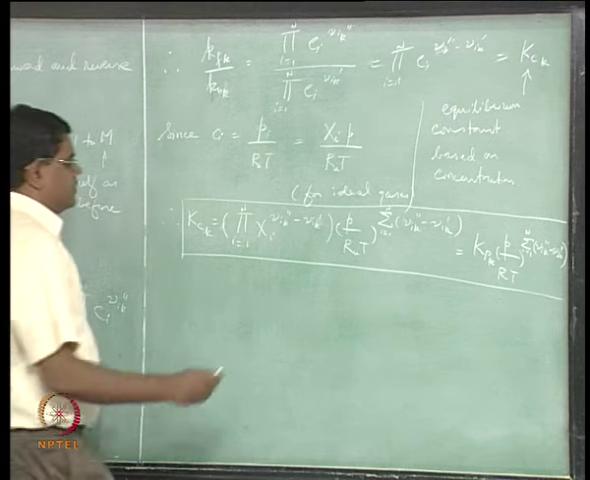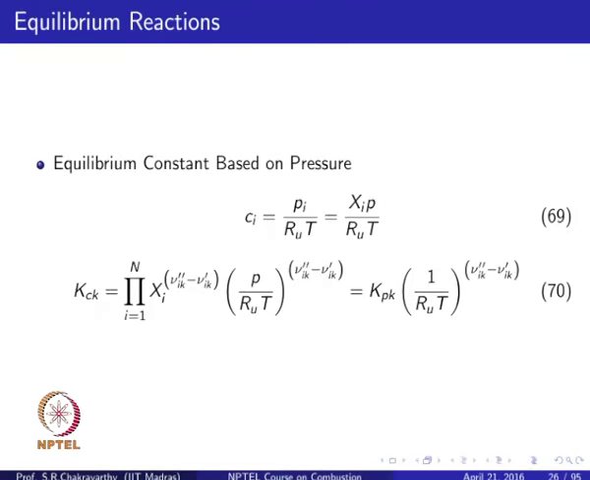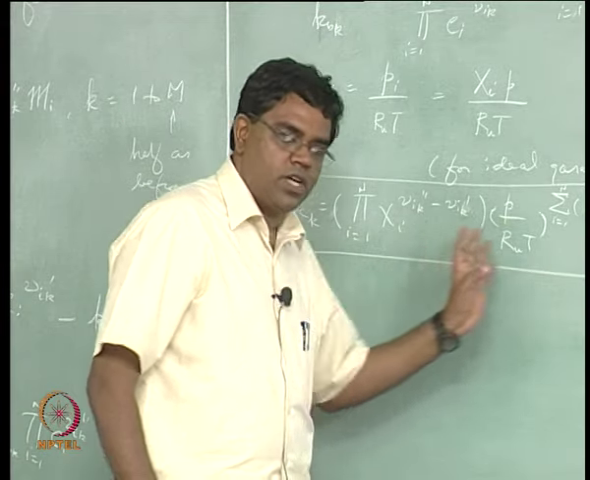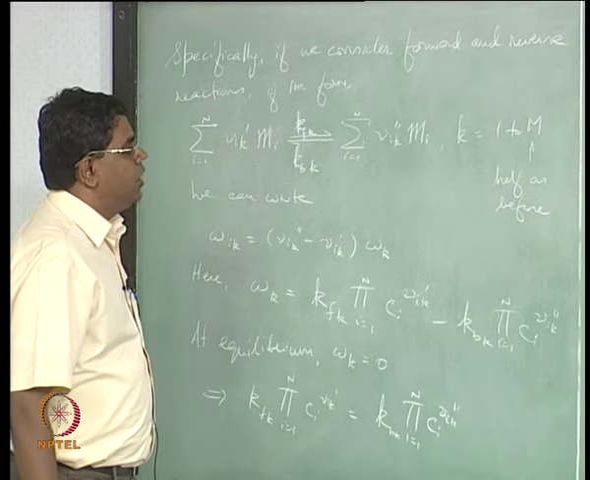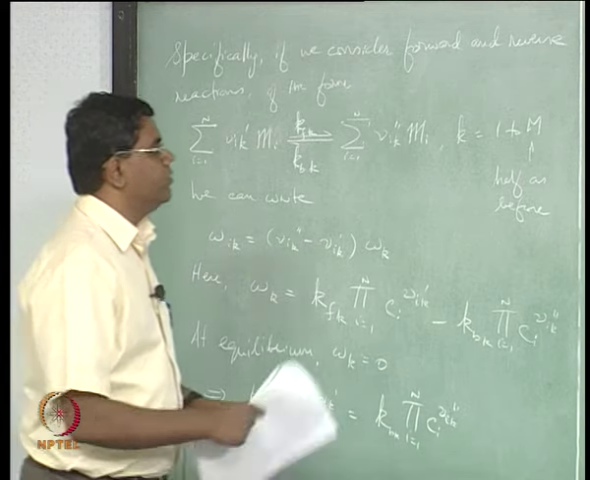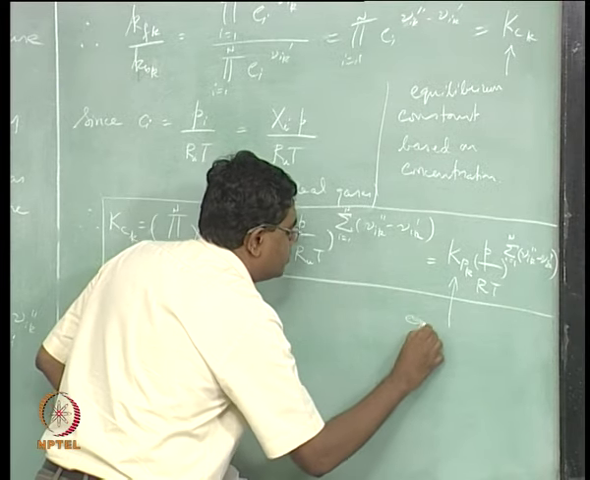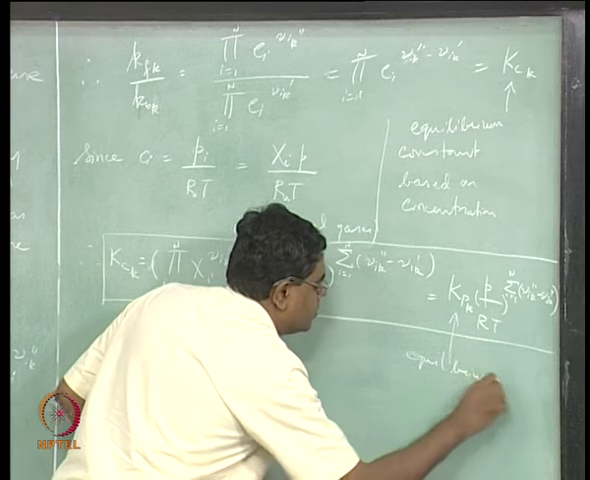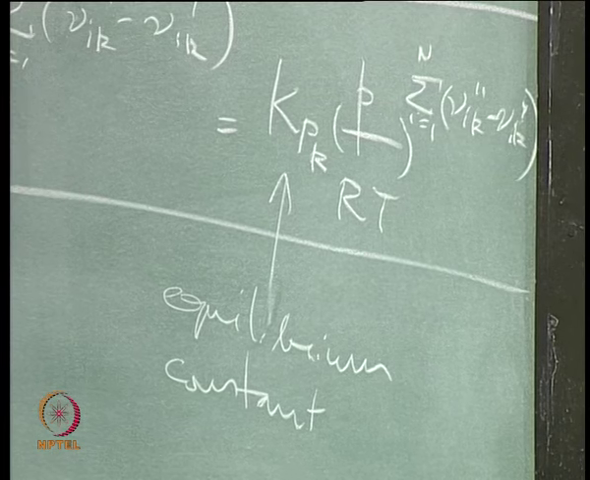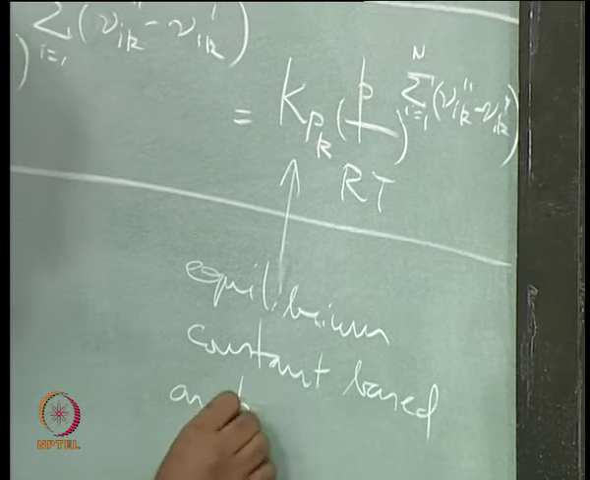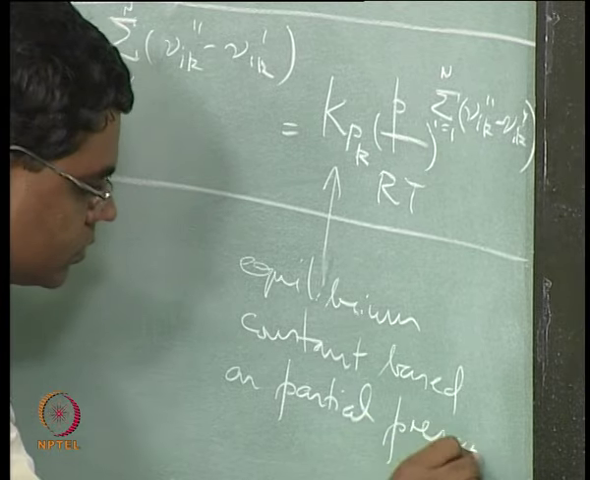So from here you can see that the kinetics is related to equilibrium, and this is something that you are not unfamiliar with, you must have gone through this in your high school for regular reactions and so on, but here we are trying to put all of them together in the algebraic notation that we are coming up with for a general set of forward and reverse reactions, yeah. And that is a relationship between the equilibrium constant based on concentration and the equilibrium constant based on partial pressures.